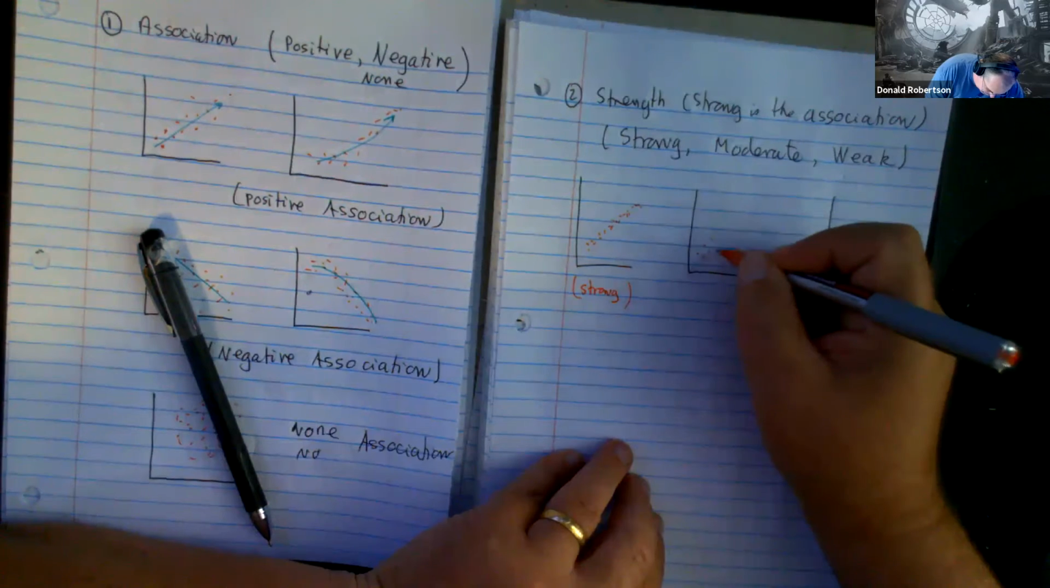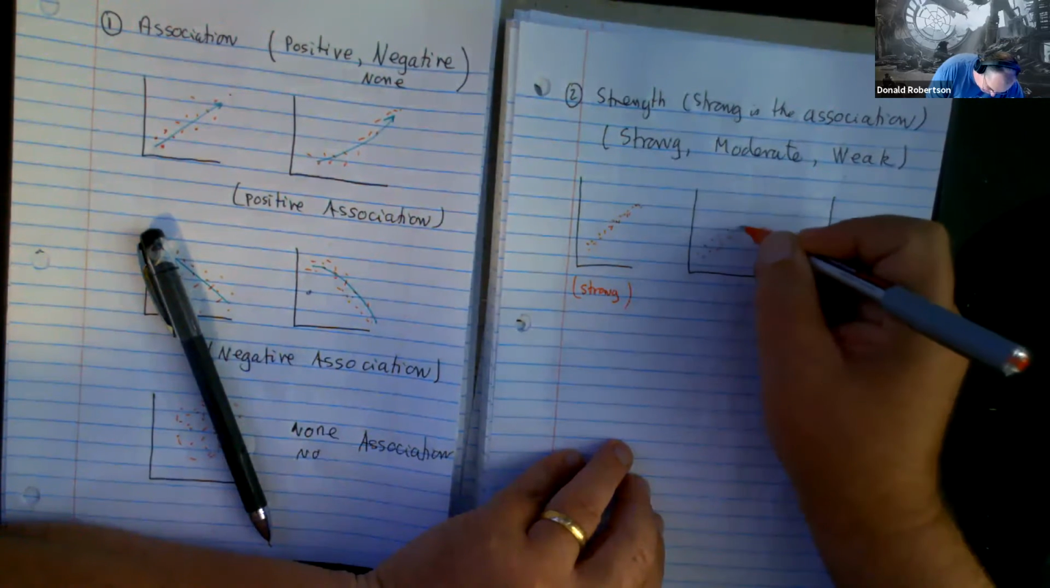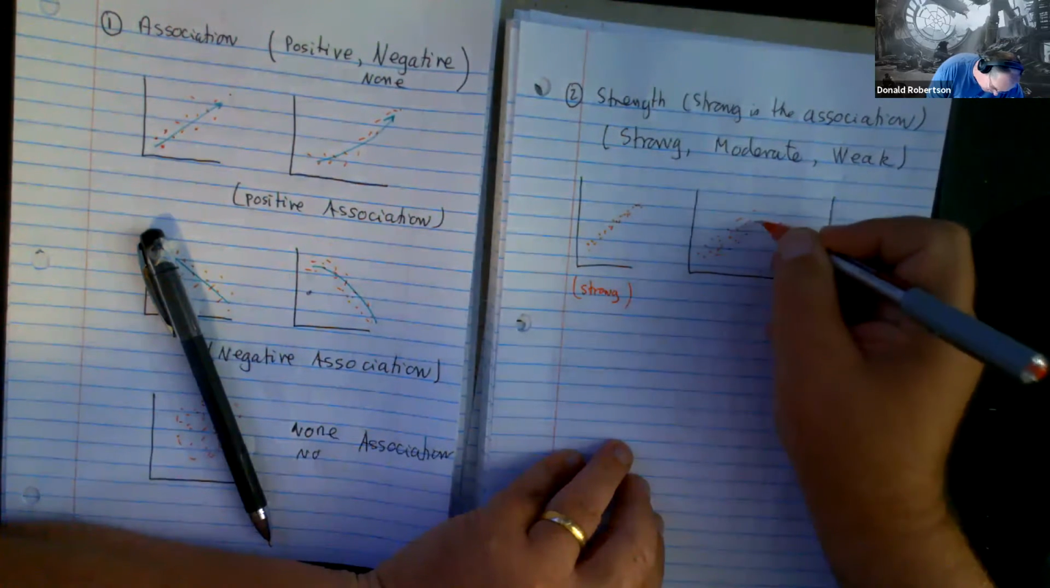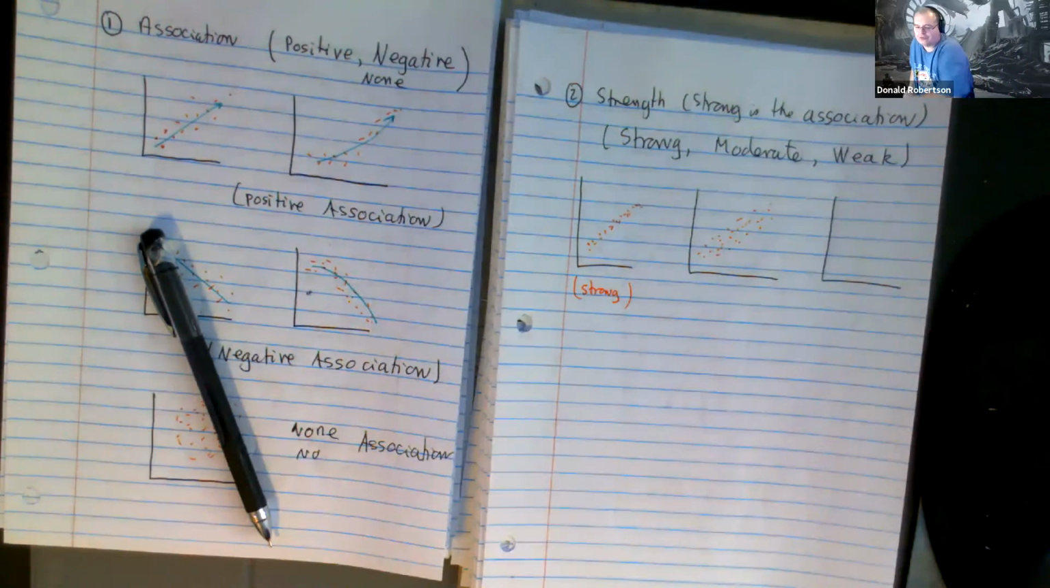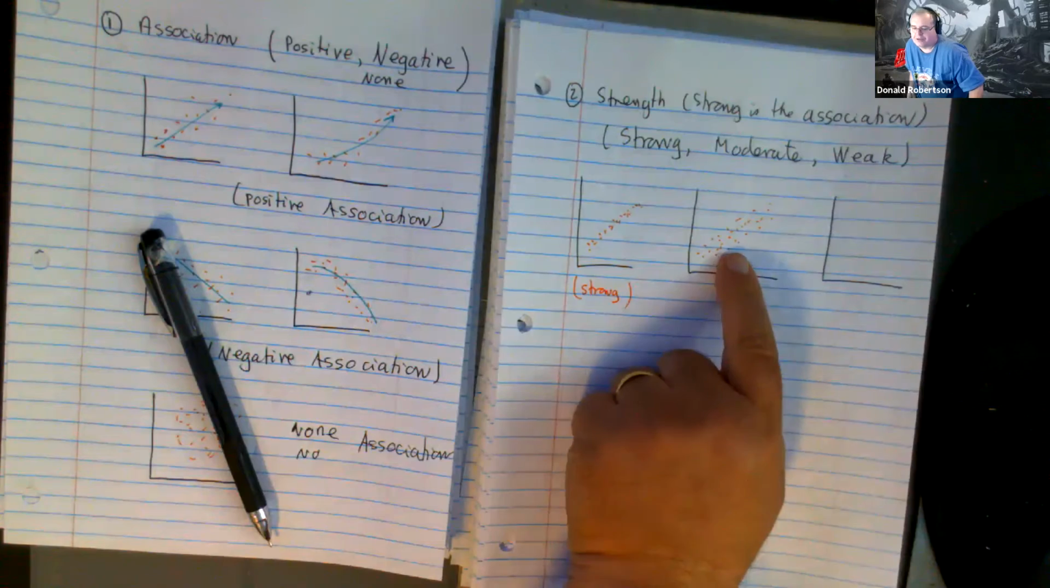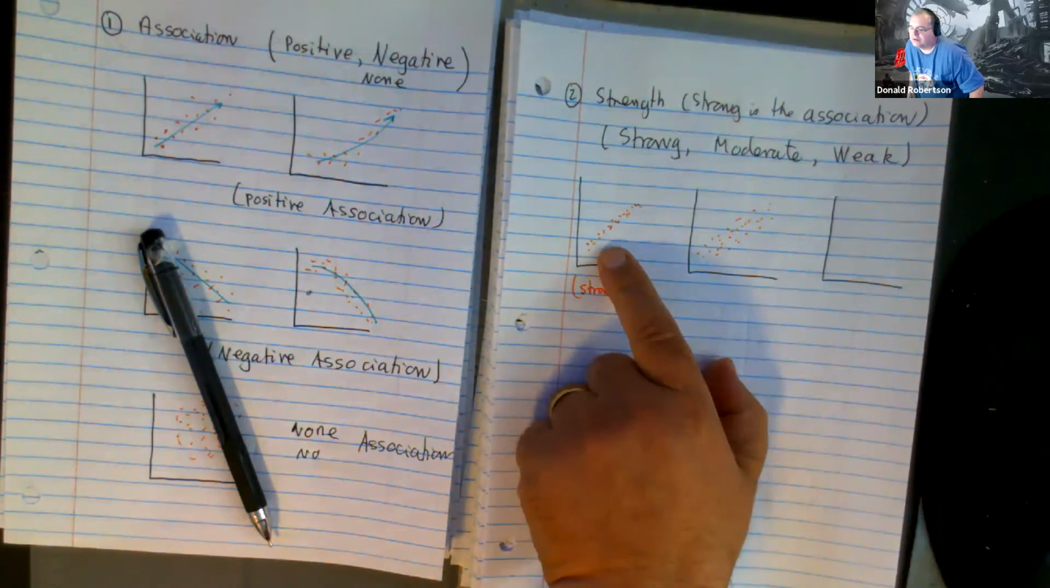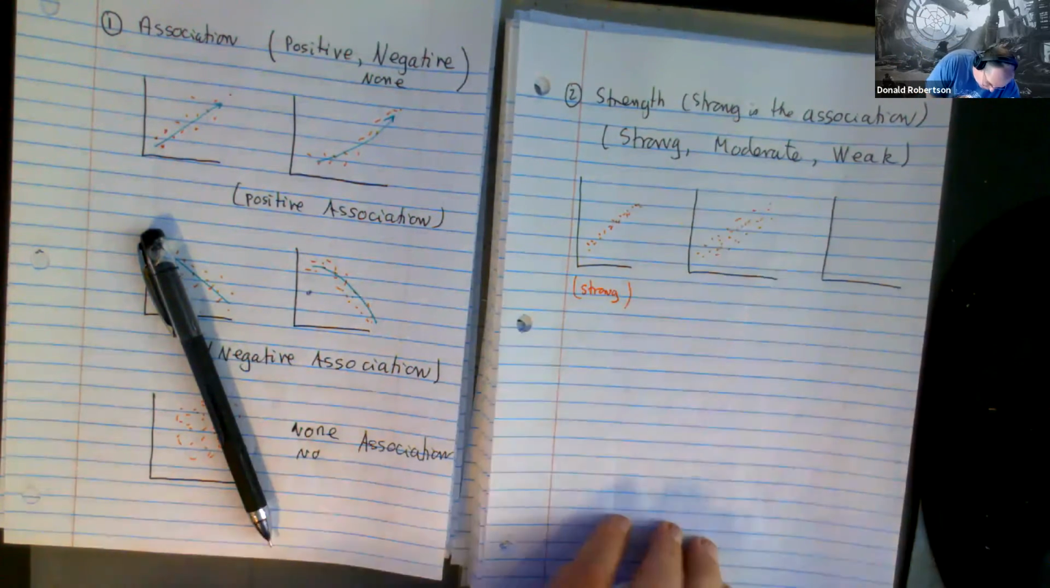Suppose it's still positive, but not as close together. Would you agree this is a little bit more spread out than that? Right. And so I'm going to call that moderate.